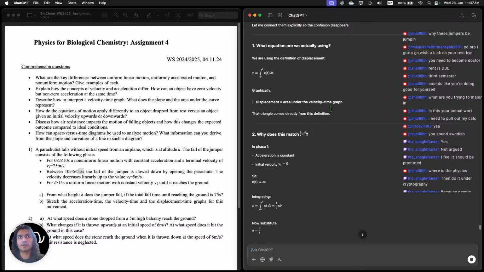Displacement equals the area under the velocity-time graph. Don't bring the graph here, bro.